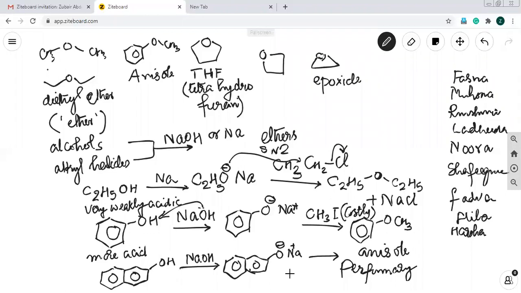Because of that, what people do is they use a cheap raw material, dimethyl sulfate, (CH3)2SO4. This is what is called dimethyl sulfate. This is cheap.